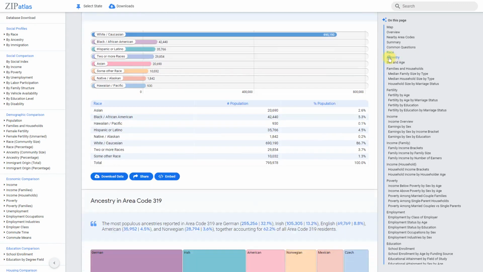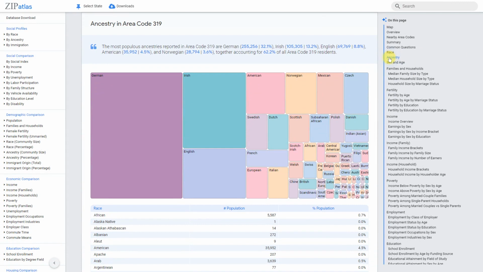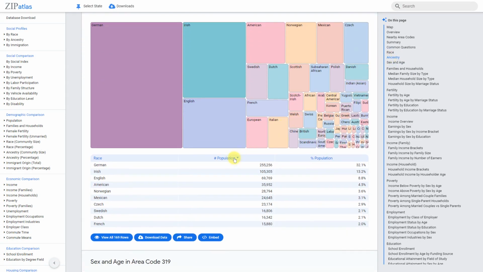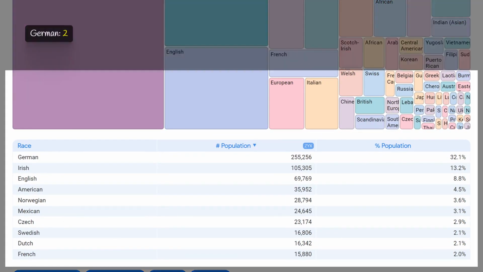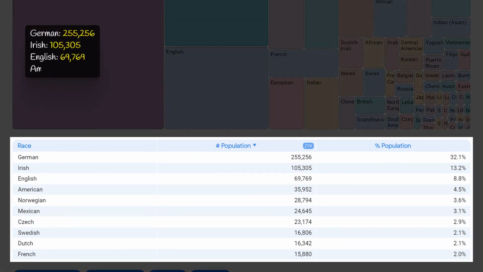Based on the data for the most populous ancestries in area code 319, it is clear that German lineage makes up the largest percentage of the population at 32.1%. This is followed by Irish ancestry at 13.2%, with English and American ancestries also making up a significant portion at 8.8% and 4.5%, respectively. Interestingly, Norwegian ancestry rounds out the top 5 at 3.6%. It is evident that the area has a diverse mix of ancestries, with German being the most dominant.